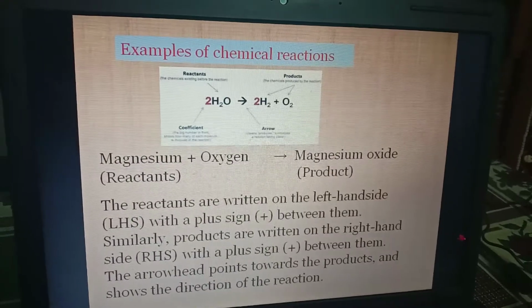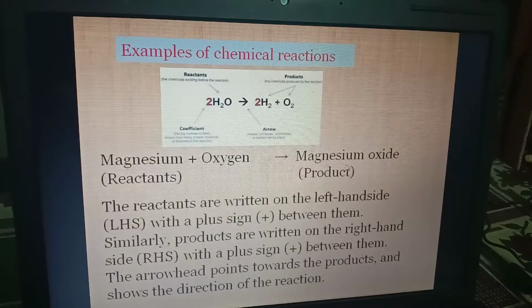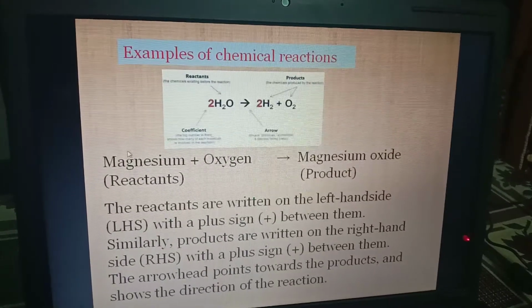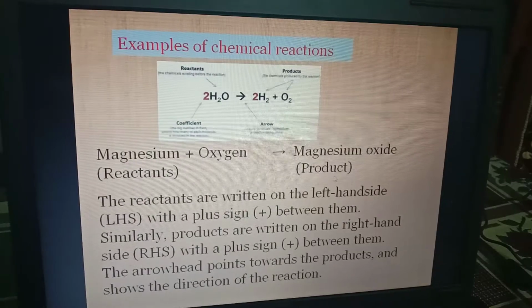This is another chemical reaction. Magnesium burns in air and forms magnesium oxide. So magnesium and oxygen are reactants and magnesium oxide is the product.